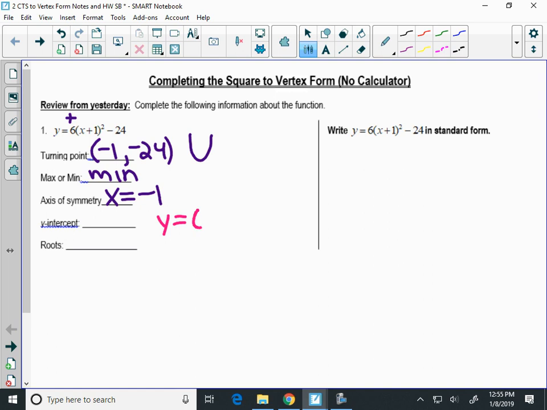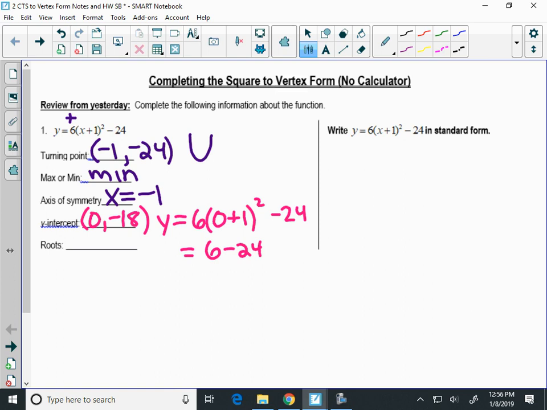So we'll have 6 times (0 plus 1) squared minus 24. And you can simplify that. We have 1 squared, which is 1. 6 times 1 is 6, minus 24. And 6 minus 24 is -18. So our y-intercept is at (0, -18). We can plot that point if we wanted, so we would have 2 points for our graph.